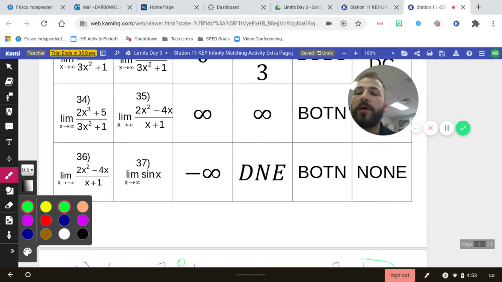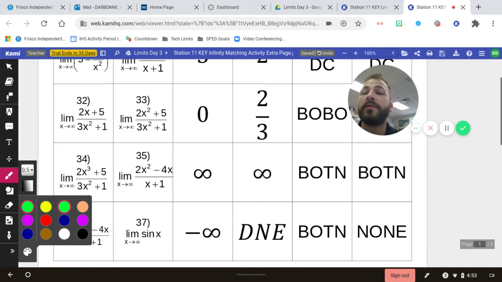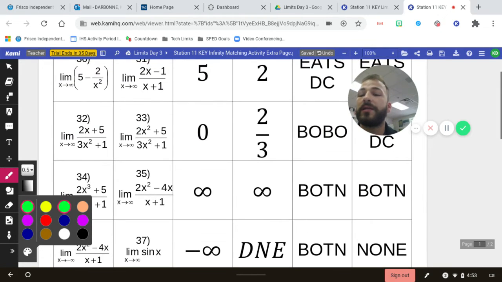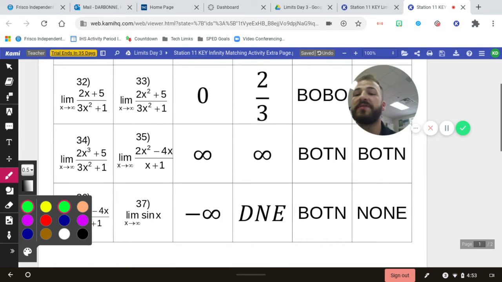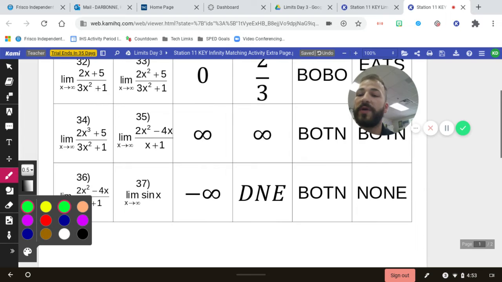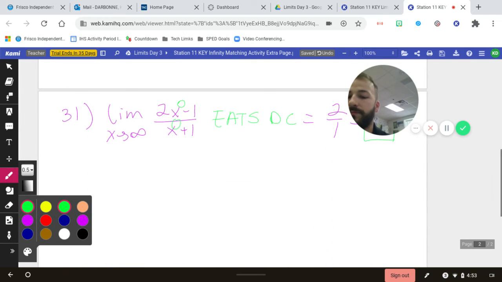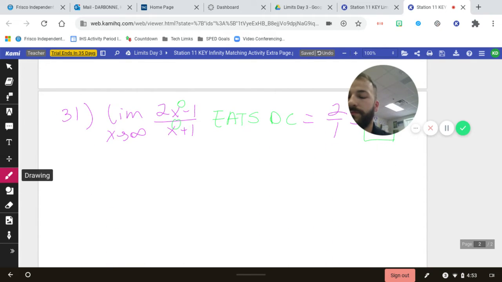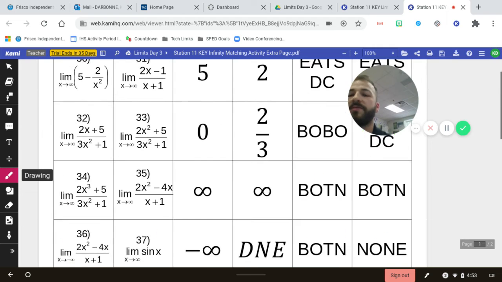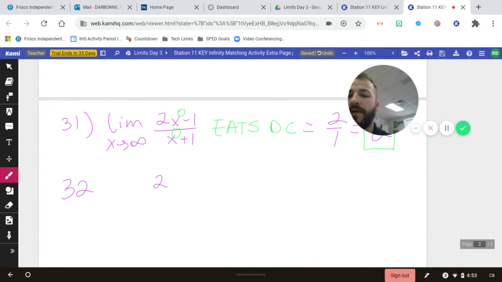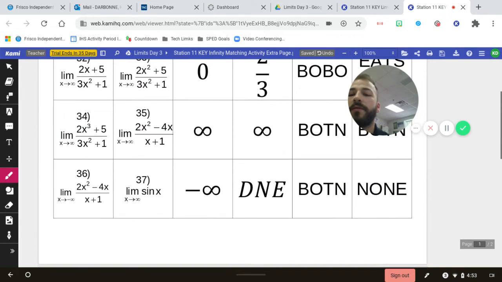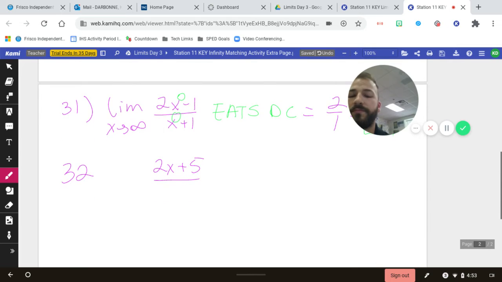So let's pick another one that's a little bit different. All right, let's do 32. So the limit as x approaches infinity of 2x plus 5 over 3x squared plus 1. I'm sorry, I was pretty sure that's 32. Yeah. 2x plus 5 over 3x squared plus 1.